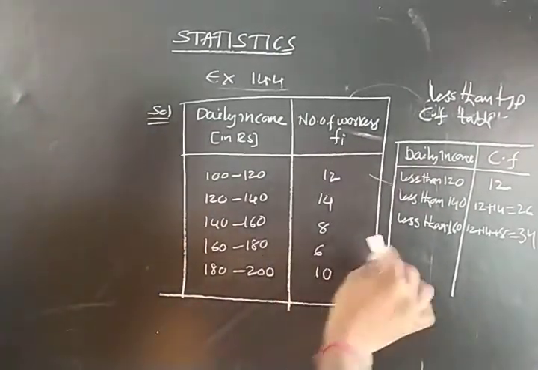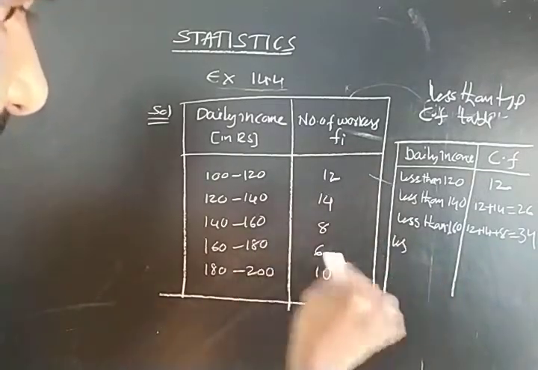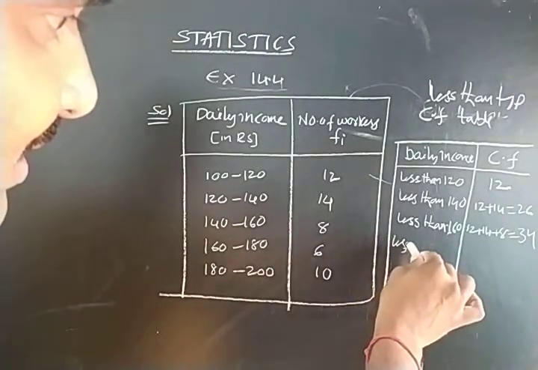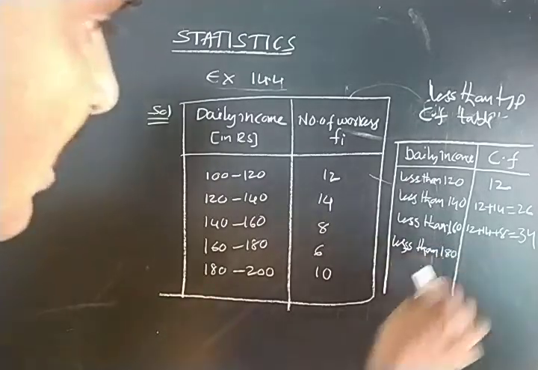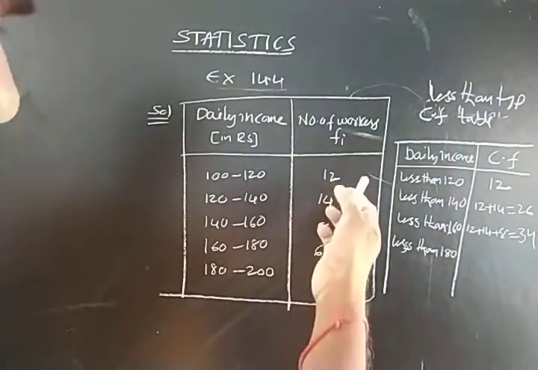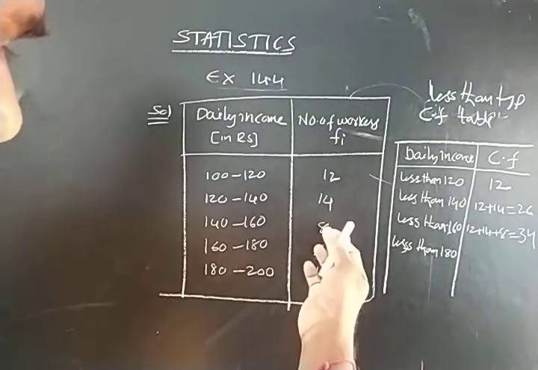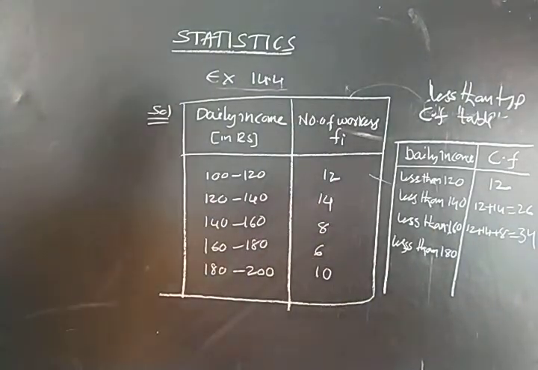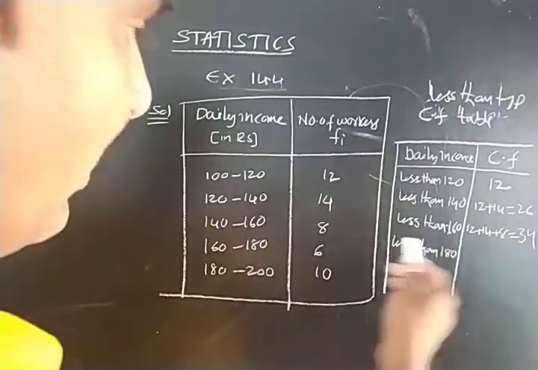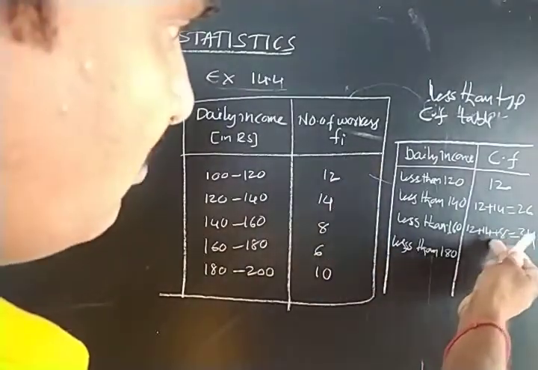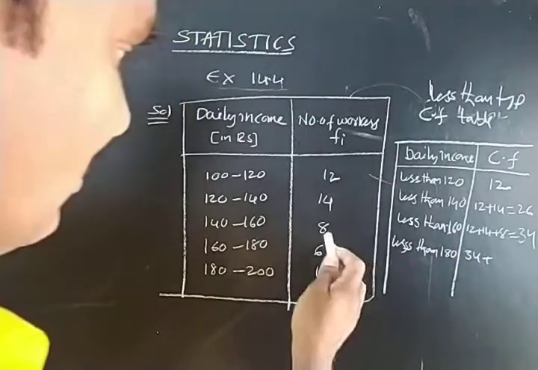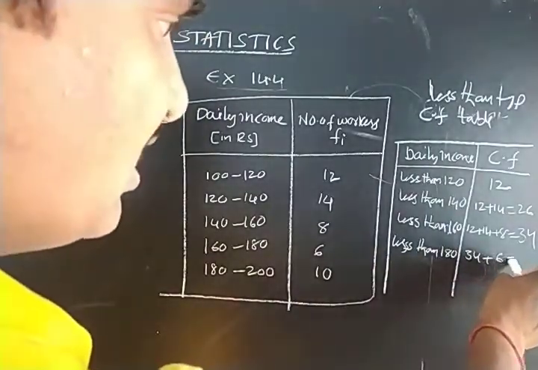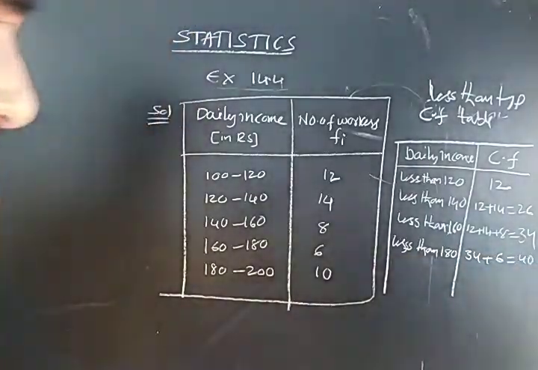Next, last one, this one, less than 180. So how many workers are getting less than 180? 12 members also, 14 members also, 8 also, 6 also are getting less than 180 rupees. So we should add all these. That means by adding these three we are getting 34. 34 plus this 6 members also, 36 plus 6, 40 members.